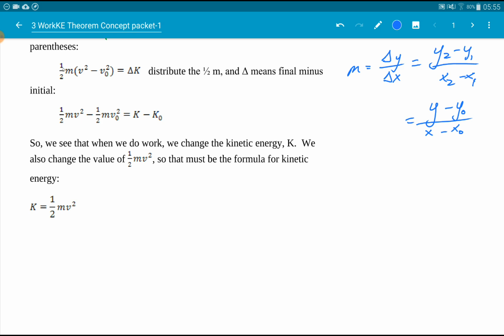If I distributed this 1/2 m, which is counterintuitive from what you've done in math thus far, and then expanded this delta x, I can see something really interesting here. Check this out. This v is the ending v. And so this whole term right here relates to the mass and the velocity at the end.